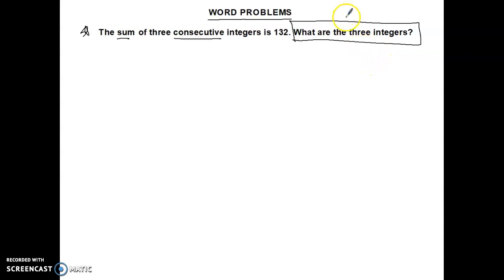In a linear equation, you want one variable. Usually we pick x. So when I read the question, I need to know what the sum of something is. It's an addition problem. And I need to understand what consecutive means. It kind of means in a row. So 5, 6, 7, those are consecutive integers. 10, 11, 12, those are 3 consecutive integers. And I want to find 3 of those that add up to 132.